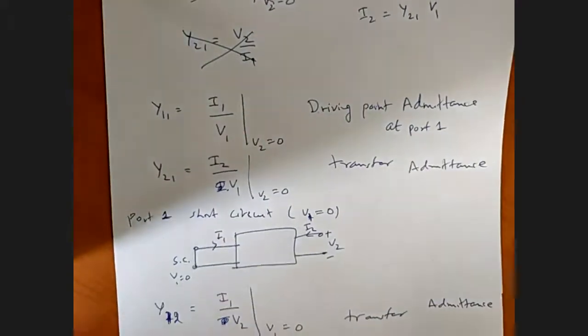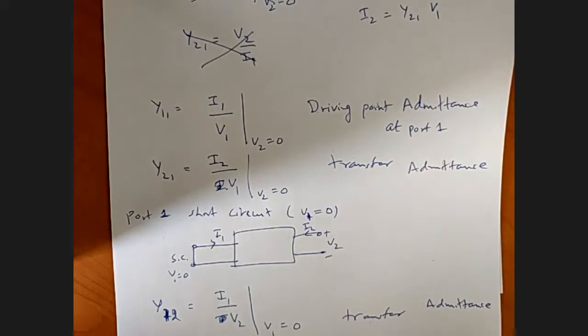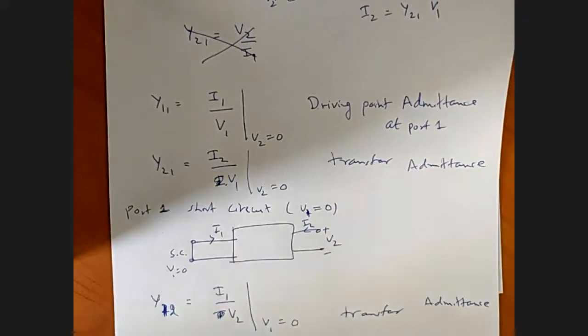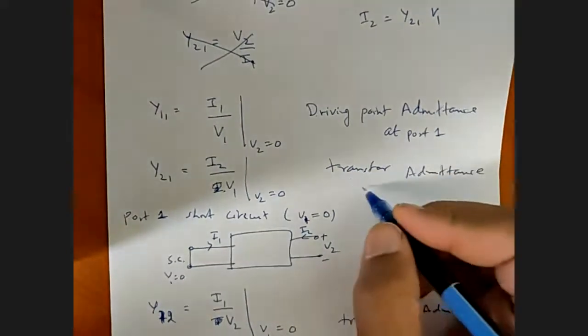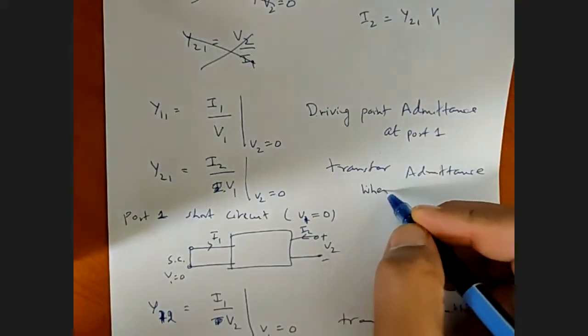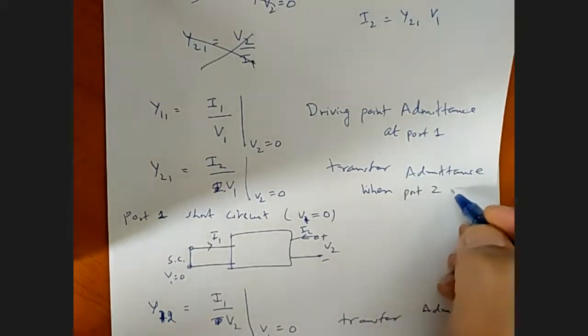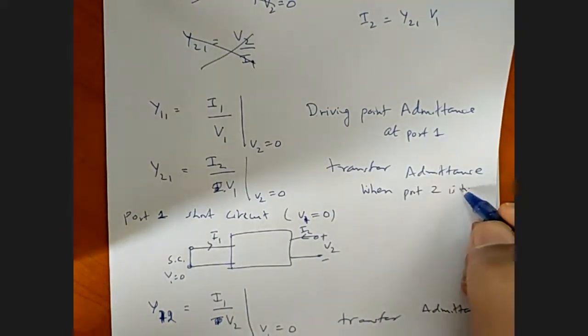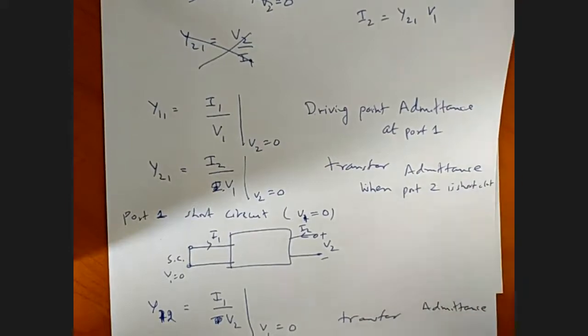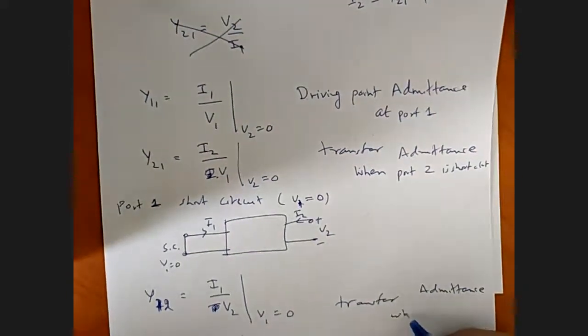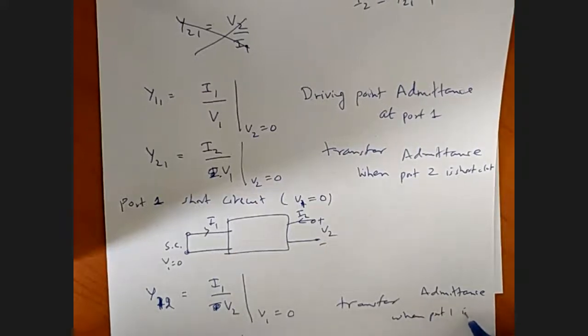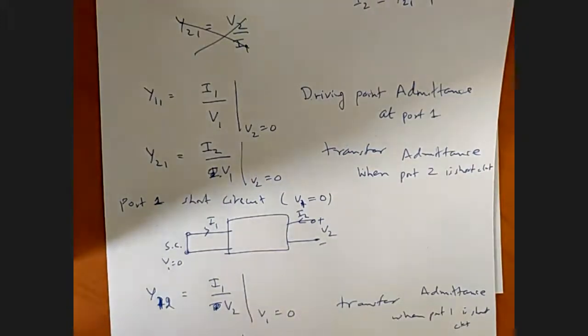So Y11 is driving point admittance at port 1, and Y22 is driving point impedance at port 2. And Y12 are transfer admittance when port 2 is short circuit. And similarly, this is when port 1 is short circuit. So these are Y parameters.